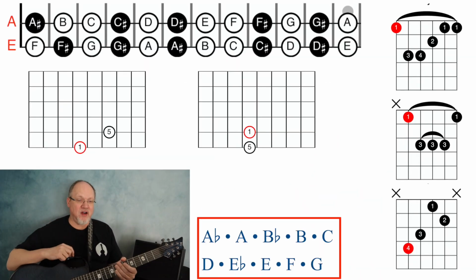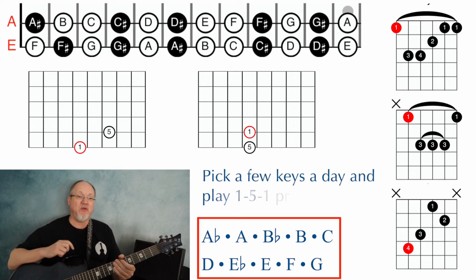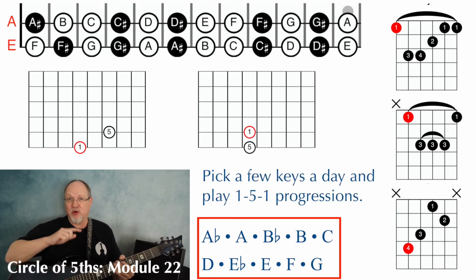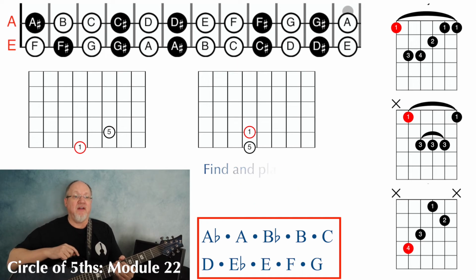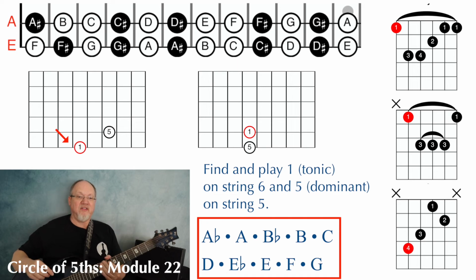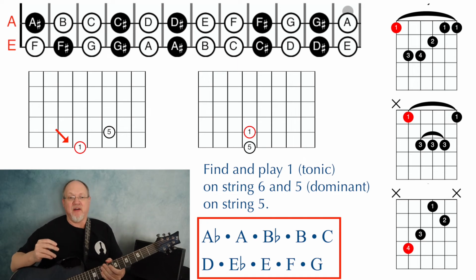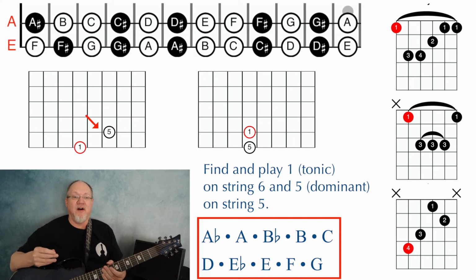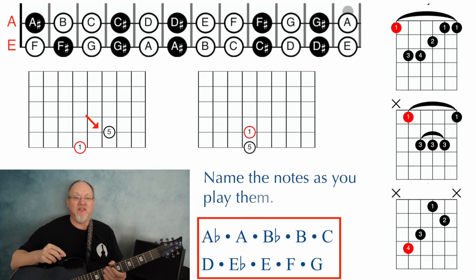Your assignment for this module is on page 78, this 1-5-1 playing exercise. Here's a list of commonly played major keys. What I'd like you to do is pick a few keys a day or just go around the circle of fifths. And first, find and play the tonic note, or 1, on the 6th string, and its corresponding dominant, or 5, on the 5th string, and name the notes as you play them.